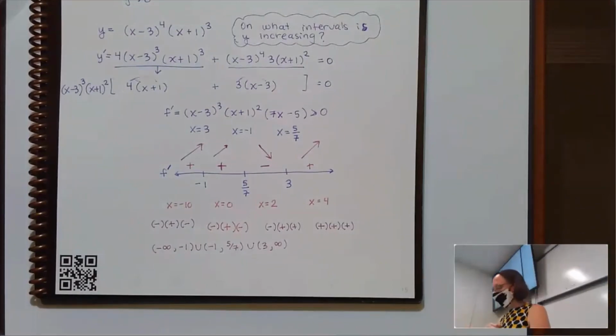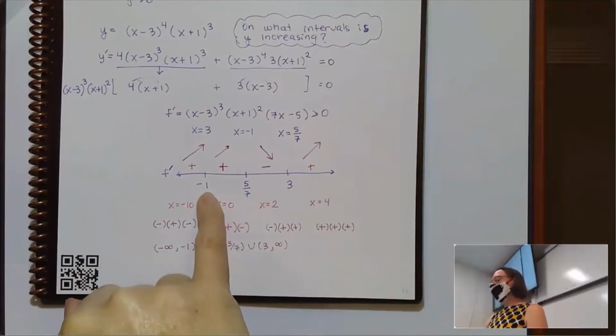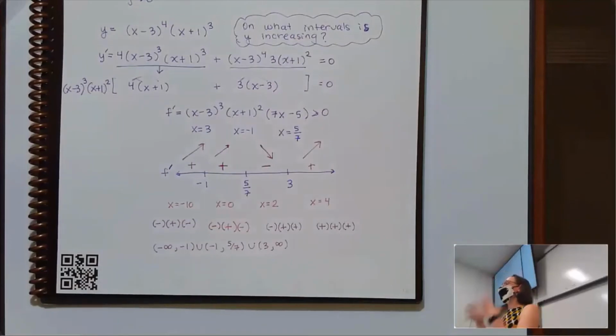Yeah. At negative 1, the derivative is equal to 0, but increasing would mean the derivative is strictly positive. It's something bigger than 0, not with the or equal to. And our book just kind of skirts the whole thing by always asking for open intervals, meaning we should never include the point.